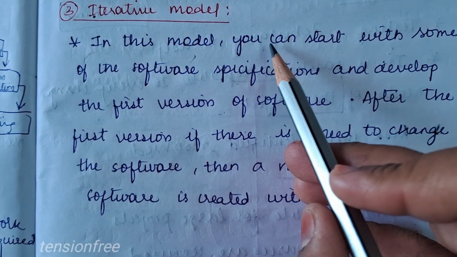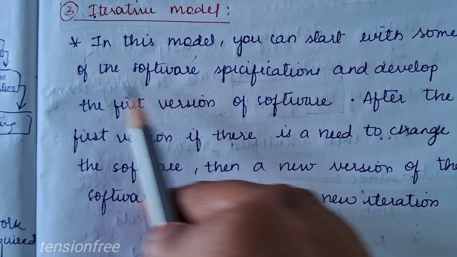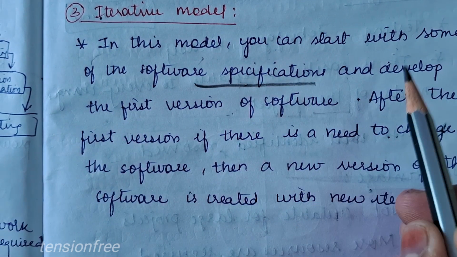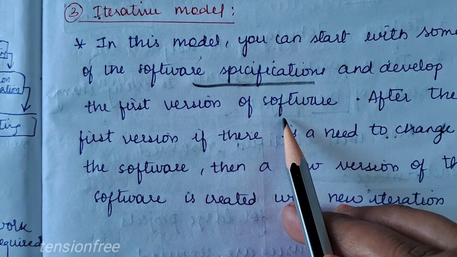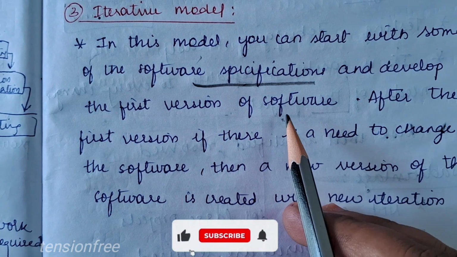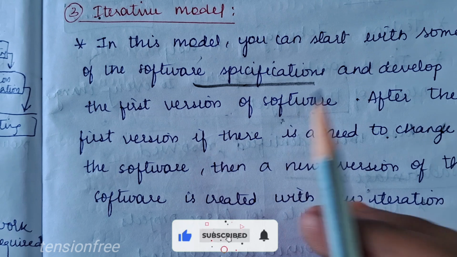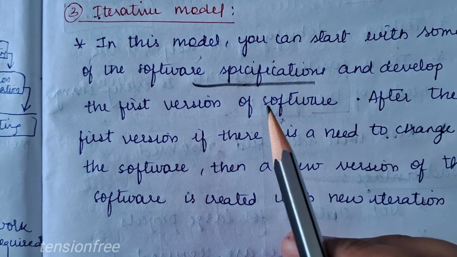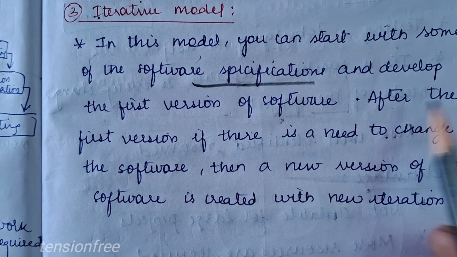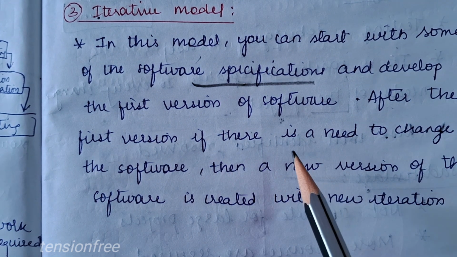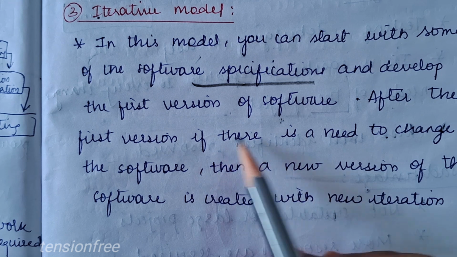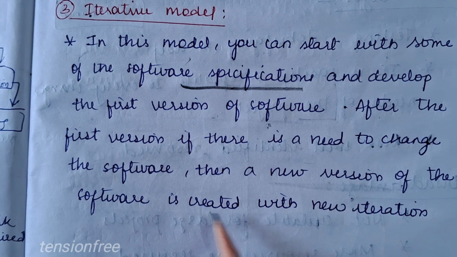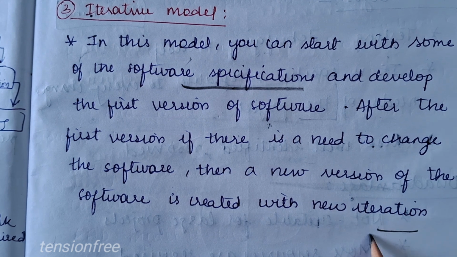In this model, you can start with some of the software specifications. The key point here is to take a software specification and develop a first version of the software. To develop the first version, we use those software specifications. Okay, now the first version of the software has been developed. After that, if there is a need for change, then a new version of the software is created with a new iteration.